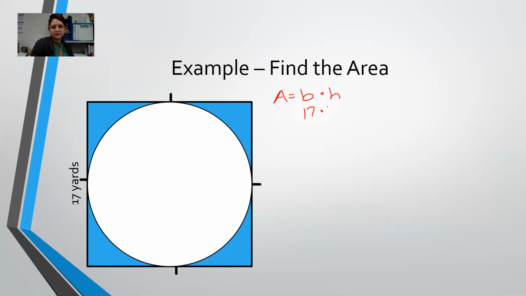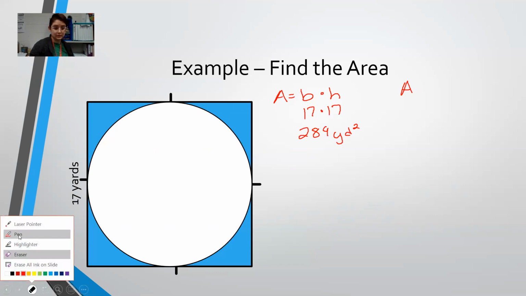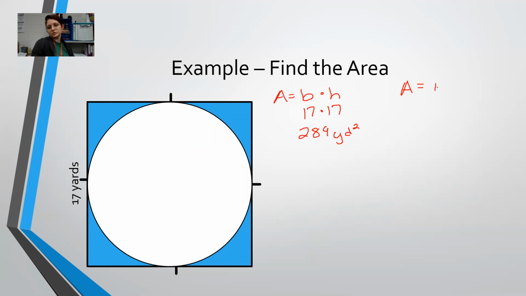So 17 times 17 gives me an area of 289 yards squared. Now I find the area of my circle. Sorry, I'm used to a writing system that has an undo button, so I'm adjusting. That equals pi times the radius squared. I can see my circle touches either side of my square. That means that this 17 yards is the diameter of my circle.